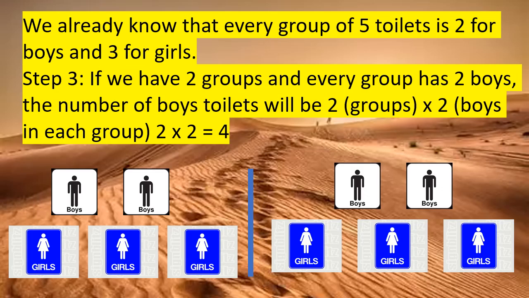We already know that every group of 5 toilets is 2 for boys and 3 for girls. So step 3, if we have 2 groups and every group has 2 boys, the number of boys' toilets will be 2, the number of groups, times 2, the number of boys in each group. 2 times 2 equals 4. And you can see it in the picture there.